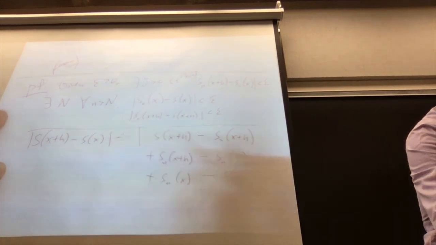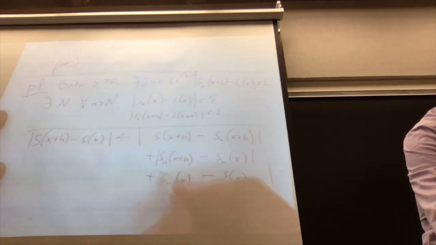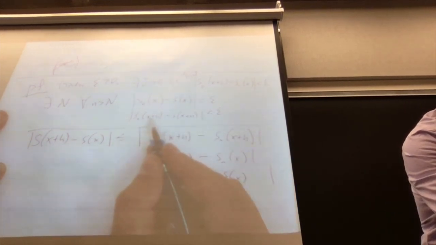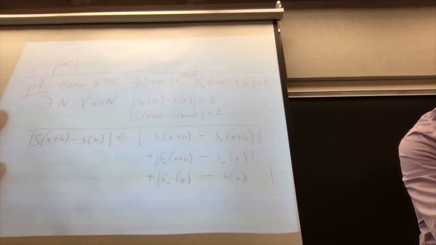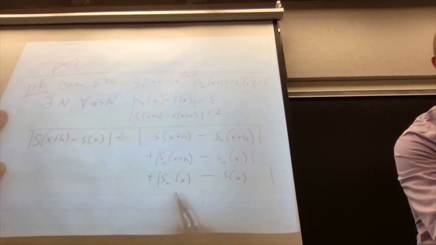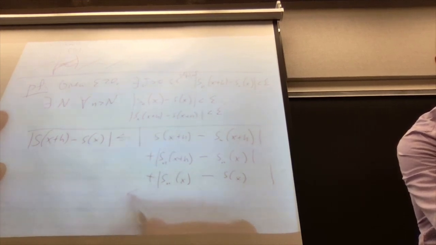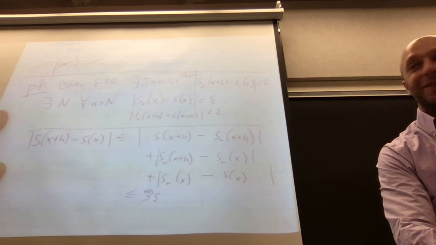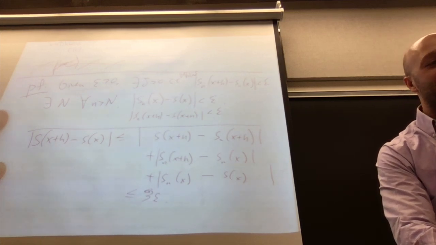Okay, so let's put a less than sign and break up the inequalities. This is at most epsilon, because Sn is approaching S. This is at most epsilon, because Sn is continuous. This is at most epsilon, so we get 3 epsilon. Done. Okay. What's the problem?